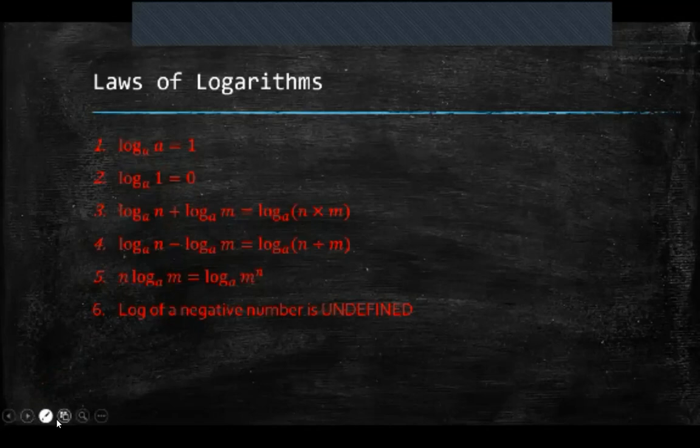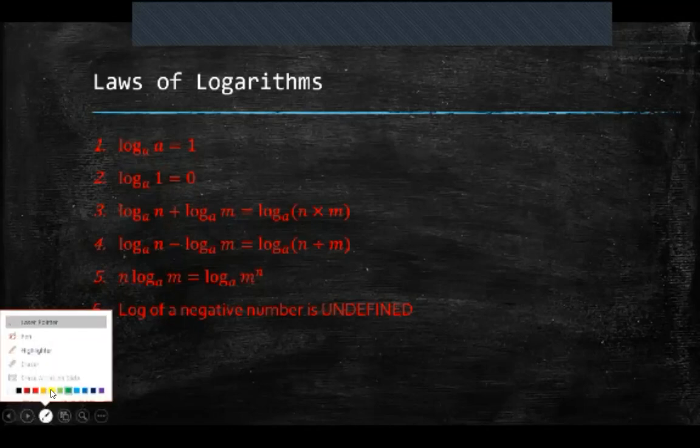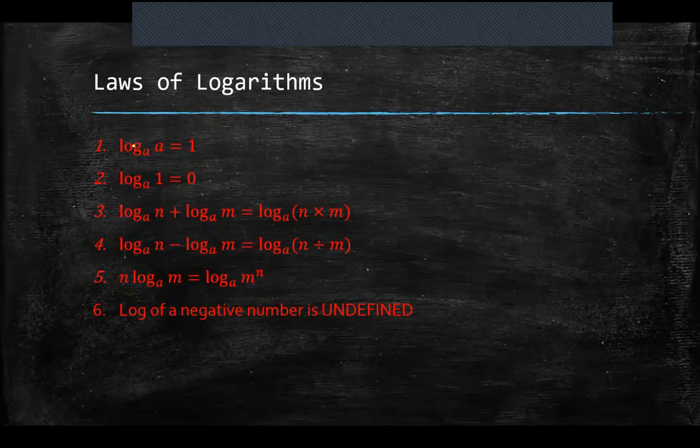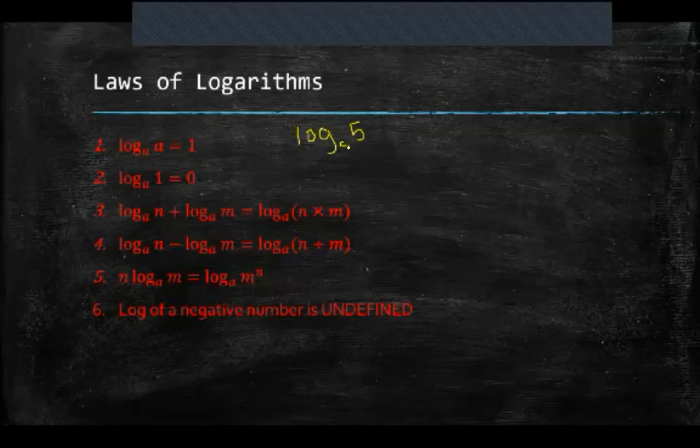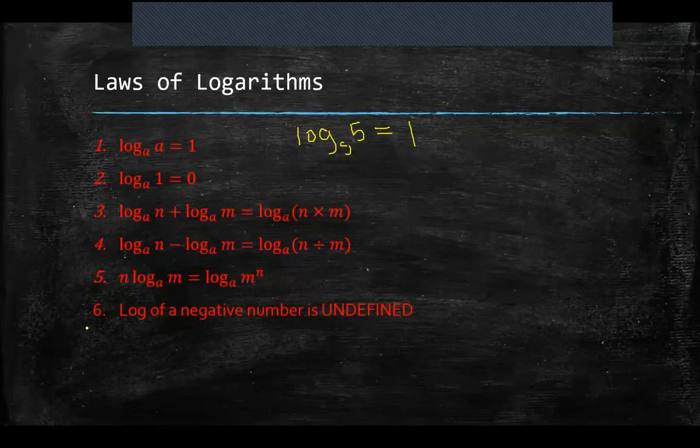So let me do an example for that second one. Let me do an example for the first one too. So first one, log of a to the base a is equal to 1. Let me just show you a quick example of that. Say I have log of 5 to the base 5. This is going to give me 1.